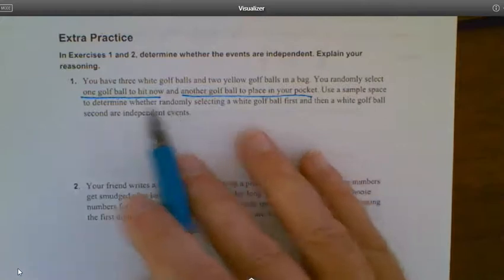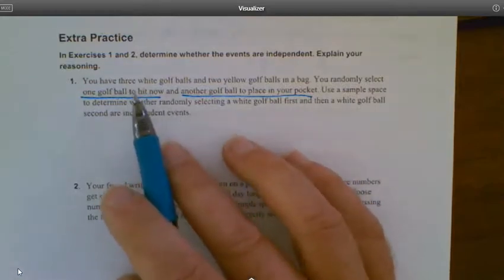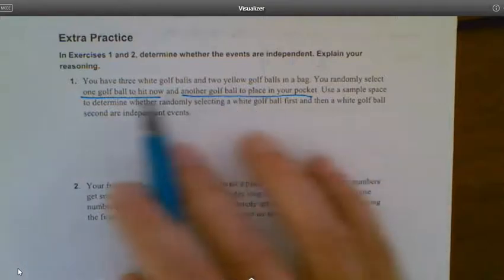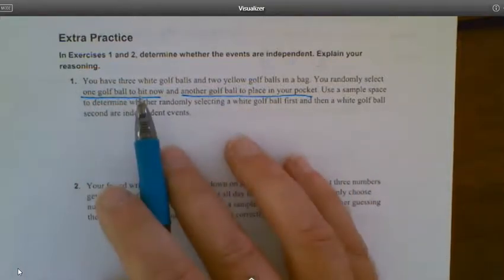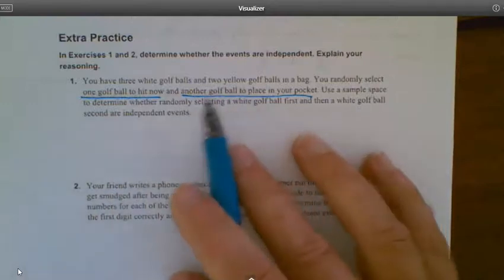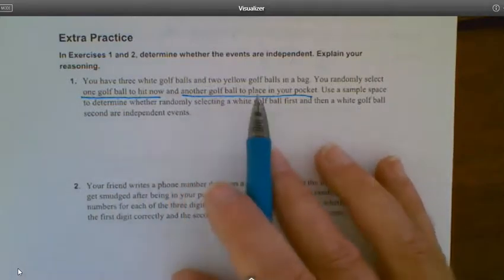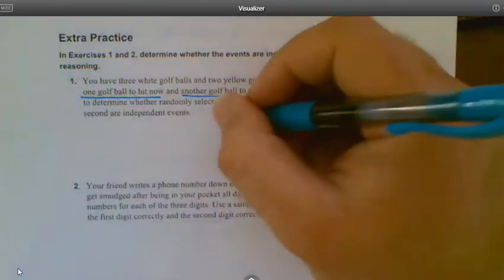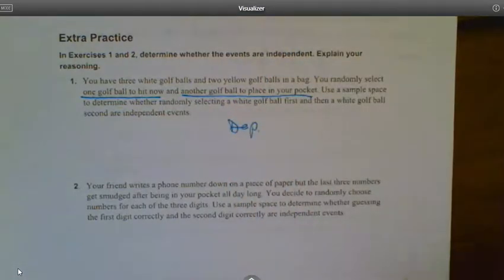Well, in this one, it didn't say anything about me putting this one back before I took out another one. So if I reach into a bag and take out a ball, that now changes the probability on what's going to happen on the second time I reach in and take out a ball, because there's going to be one less ball in the bag, right? And so that's what makes these guys dependent, because they do have an effect on each other.